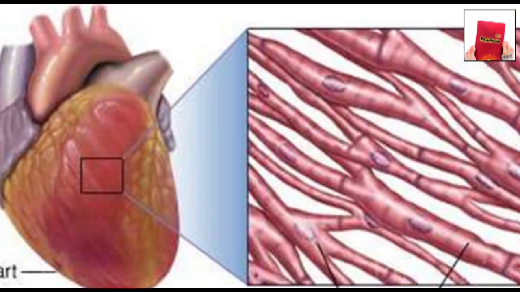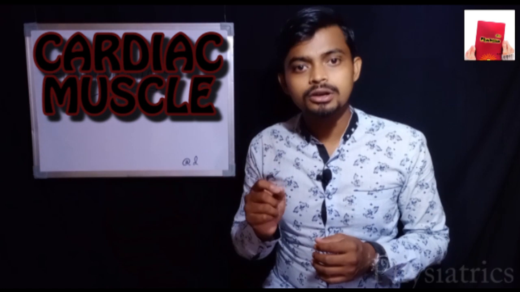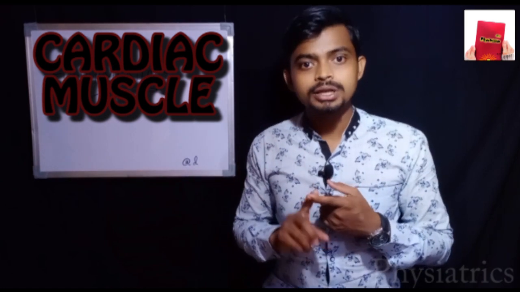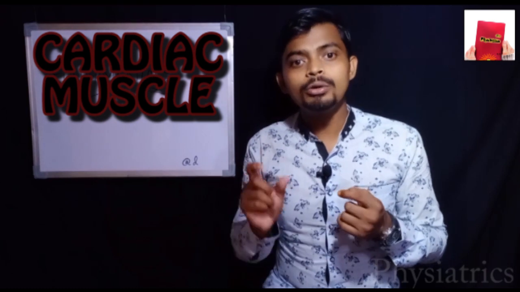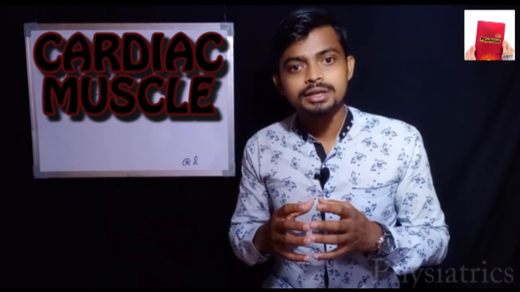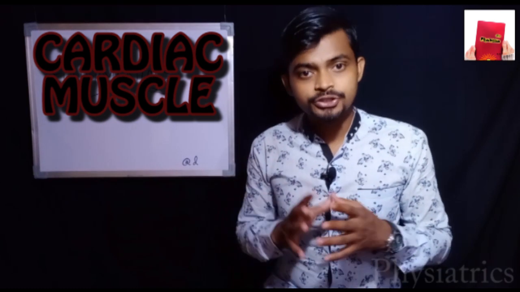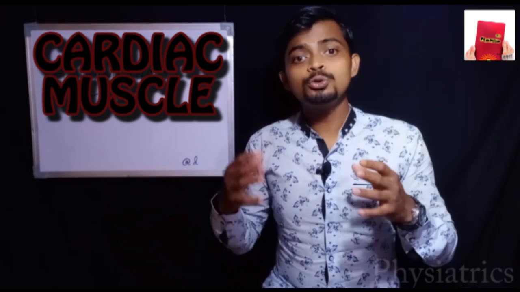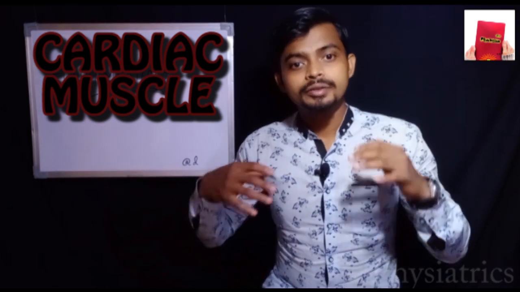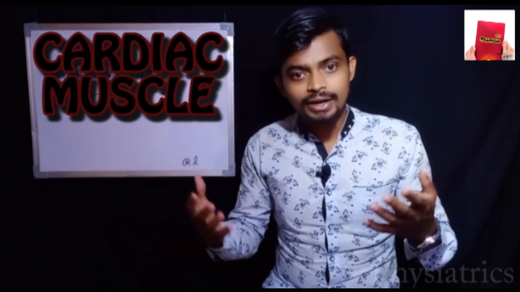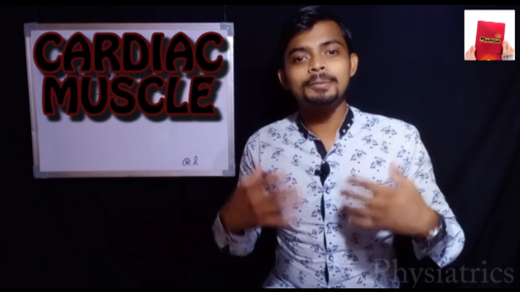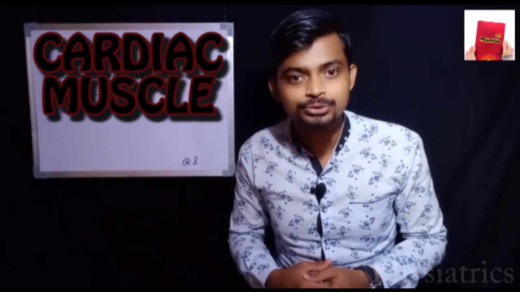Then the third type of muscle is the cardiac muscle. It is a special type of muscle found in the vertebrates only. These muscles are similar to skeletal muscle and are found in the human heart. These muscles have a special feature that they do not get fatigued easily. That means they can work continuously without getting fatigued. As you know, the heart beats as long as our life continues.